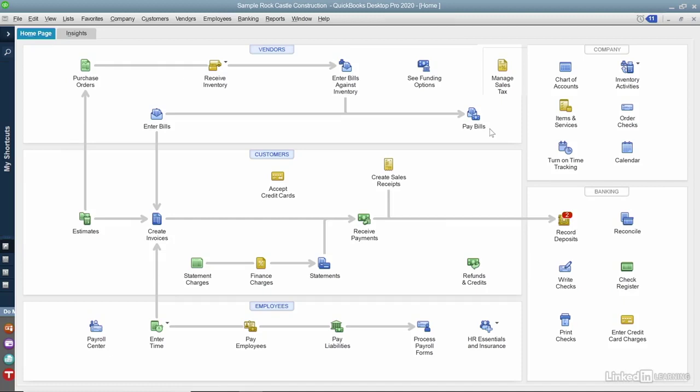QuickBooks uses what's called a double entry accounting system. This is a formal system that's a worldwide standard for accounting. What a double entry system means is that every single transaction or every record in QuickBooks has at least two records that are going on behind the scenes. There are two transactions, a debit and a credit, and they have to add up to the same amount.